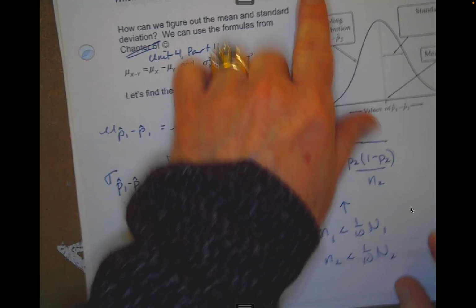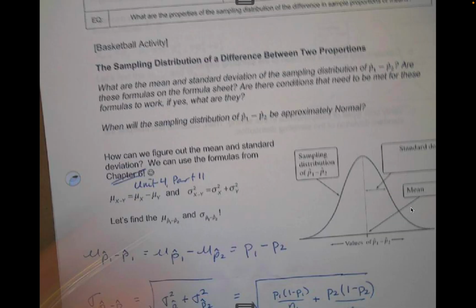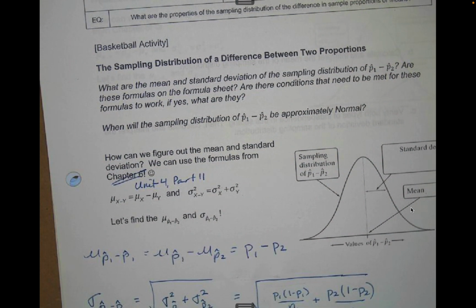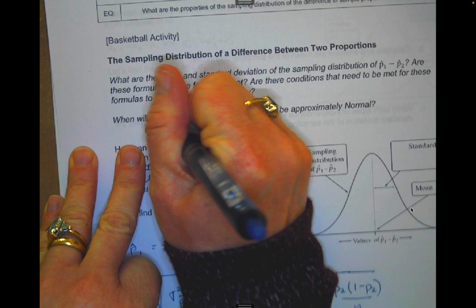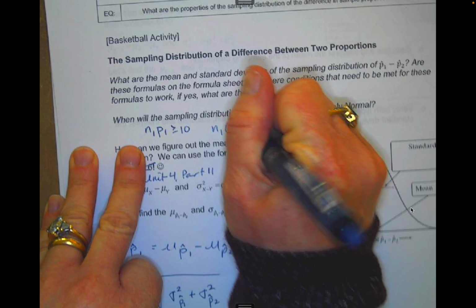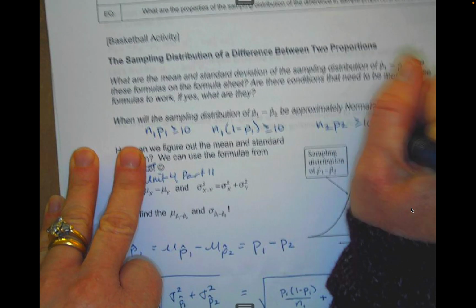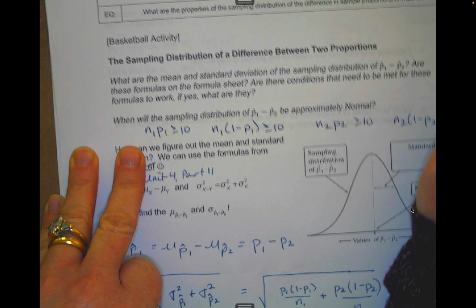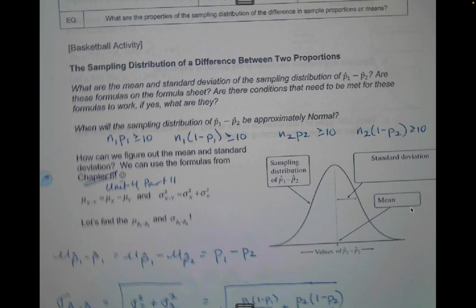Oh, and I didn't answer this question up here. The sampling distribution of p hat 1 minus p hat 2, when will it be approximately normal? So you saw right here that it looked approximately normal. It's very similar. What was the condition for just p hat? How do we figure out if that sampling distribution is approximately normal? It was n times p greater than or equal to 10. So now we have n1 times p1 greater than or equal to 10, n1 times 1 minus p1 greater than or equal to 10, n2 times p2 greater than or equal to 10, and n2 times 1 minus p2 greater than or equal to 10. So same thing, we just have ones and twos, because we have two samples now.